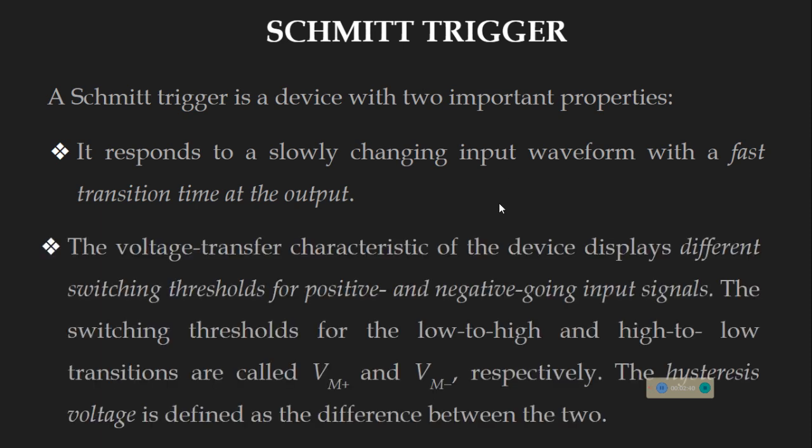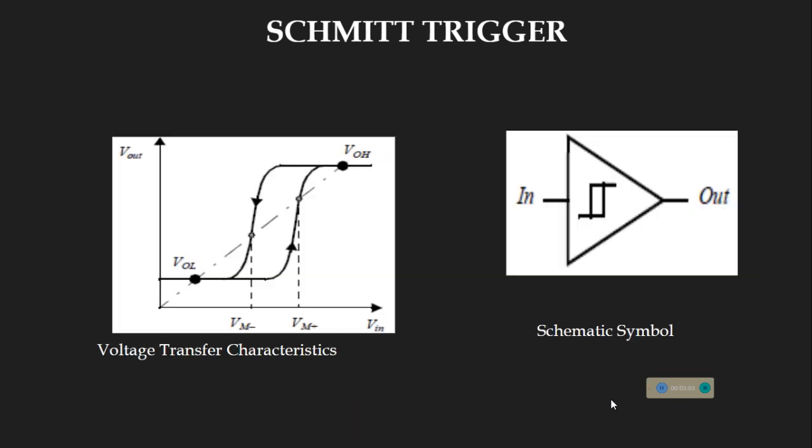The next important property is that whenever we have a switching threshold, that is from low to high or from high to low, we would get a hysteresis loop. That is, the difference between these two threshold voltages, Vm plus and Vm minus, is called the hysteresis voltage. So let us see how this hysteresis loop is obtained.